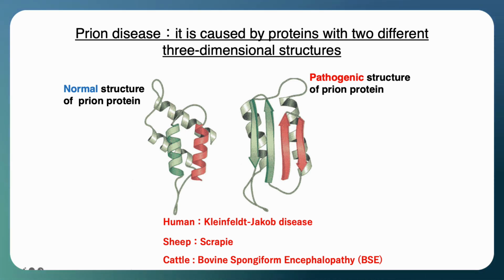Pathogenic protein mainly accumulates and forms aggregates in nerve cells, known as amyloids. In humans, the accumulation of abnormally structured prion proteins leads to Creutzfeldt-Jakob disease, while in sheep it causes a disease called scrapie, and in cattle, it causes bovine spongiform encephalopathy, commonly known as mad cow disease.